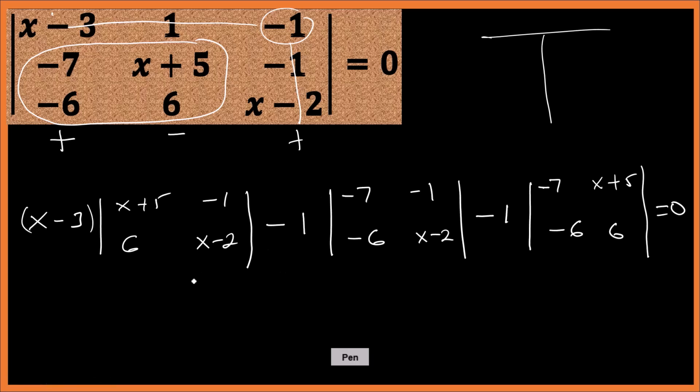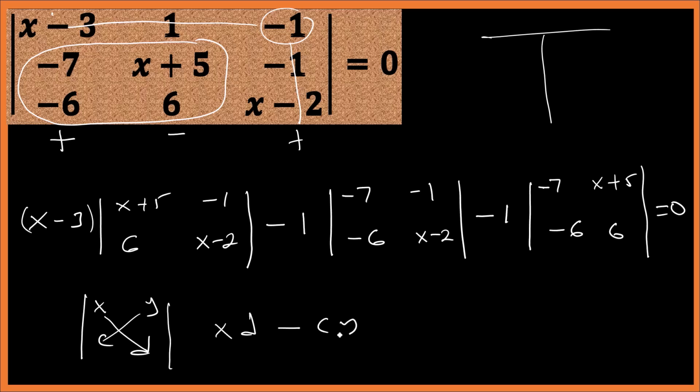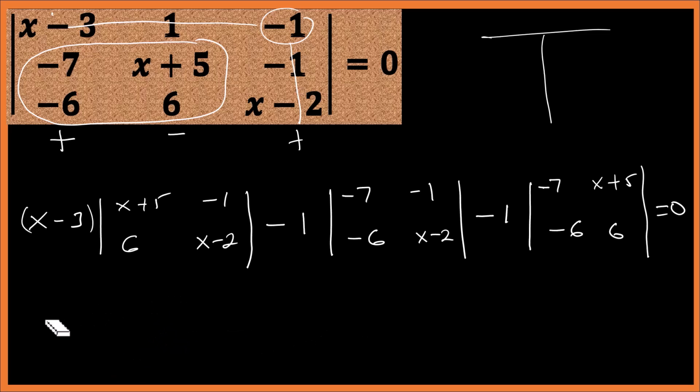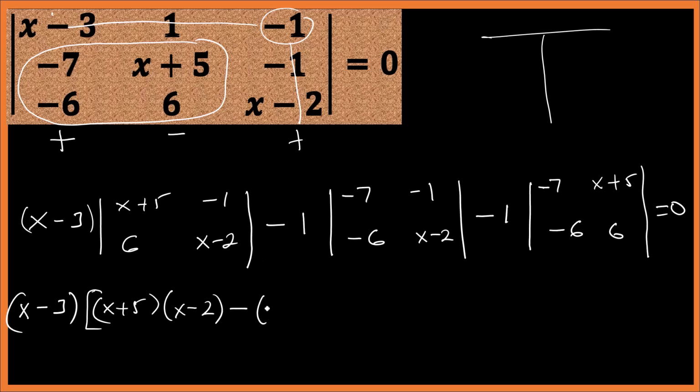Now don't forget that when we are given the determinant of a 2 by 2 matrix like x, y, c, d, we multiply the leading diagonal minus the other one, so we have xd minus cy. We are going to run through all of them with the same procedure. So we have x minus 3 times x plus 5 times x minus 2, minus this times that, minus 6, so that will be plus 6. Let me put the minus 6 there first.